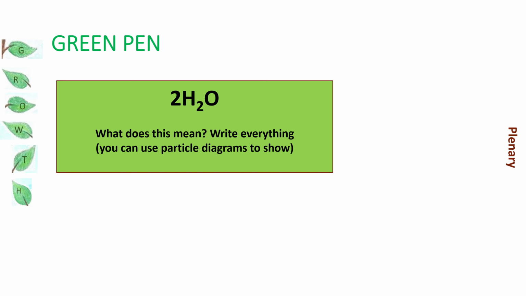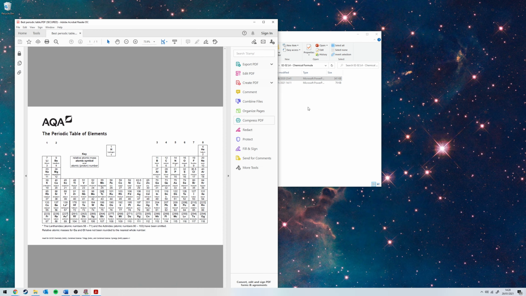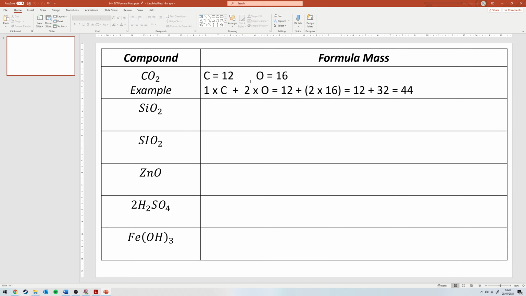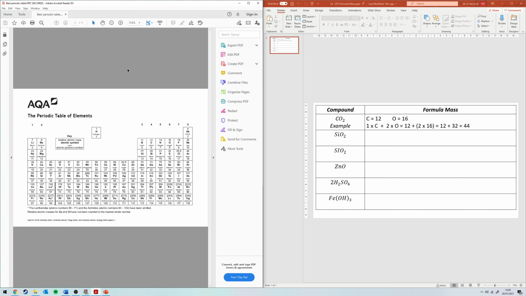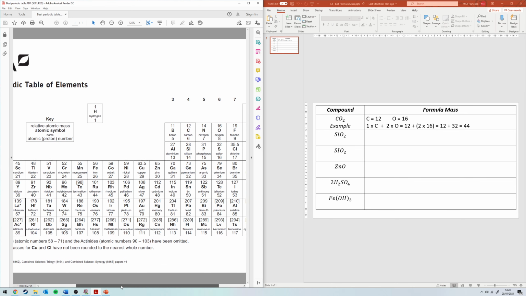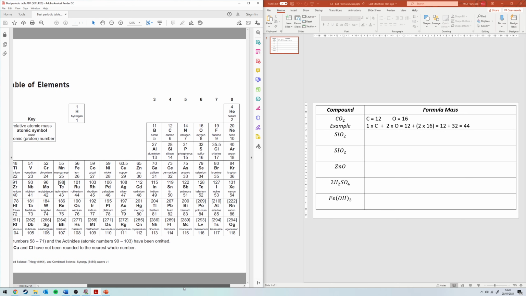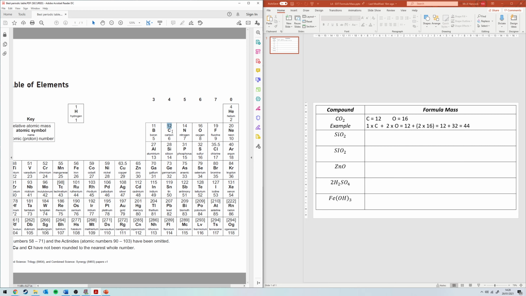Okay. Now, if I go to my periodic table, I'm going to open up the extension formula mass. If you found all of that really easy and you want something a bit more challenging, I'd like you to look right back at your periodic table, and notice that the top number says relative atomic mass. So here, beryllium has a relative atomic mass of 9. Let's have a look at carbon and oxygen. Carbon has a relative atomic mass of 12, and oxygen has a relative atomic mass of 16.